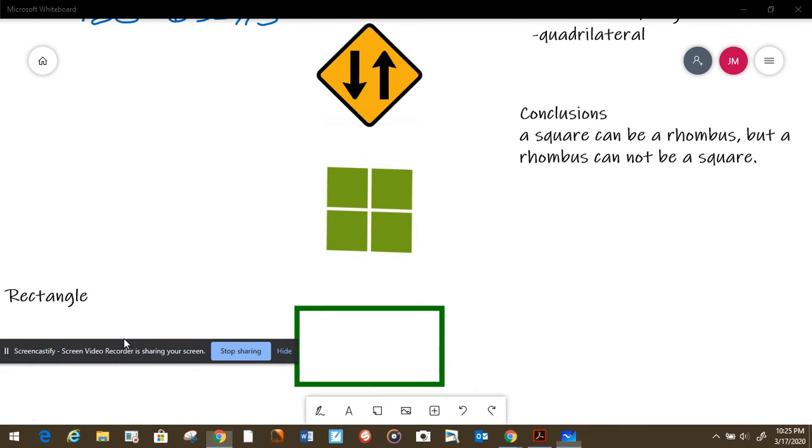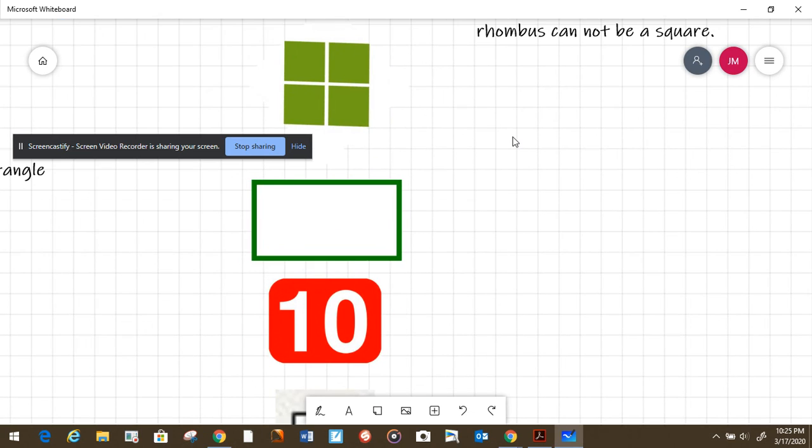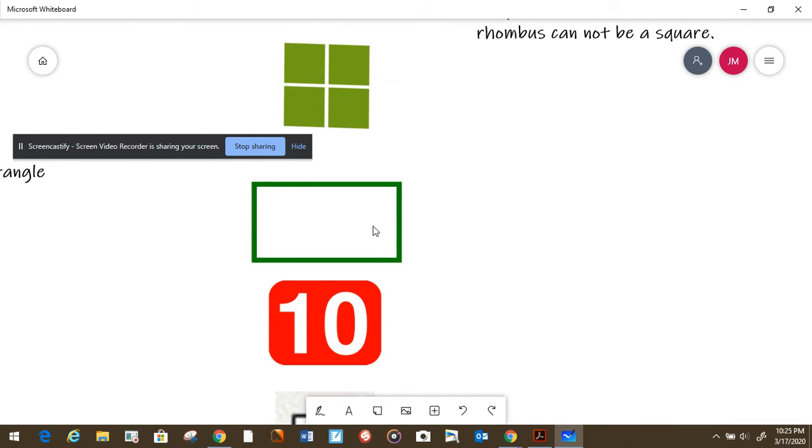All right, now let's look at the attributes of a rectangle. If you look, the rectangle is also a quadrilateral. It has 4 sides. So let's start with the attributes of the rectangle. The first attribute is a quadrilateral, because it has 4 sides, correct?